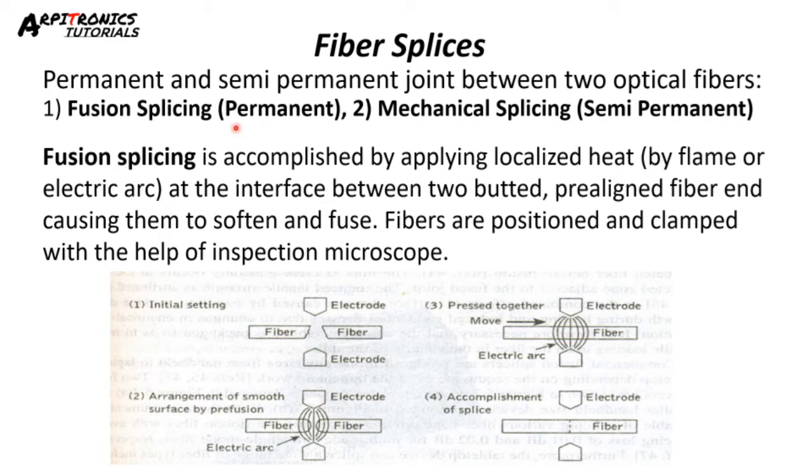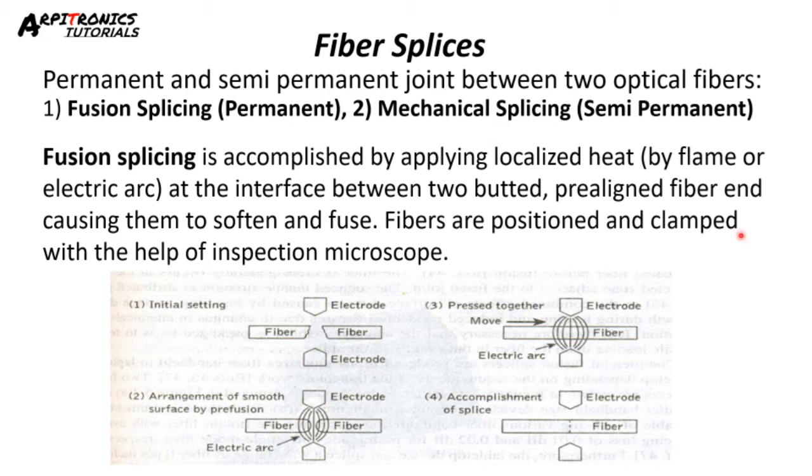Now fiber splices. A permanent or semi-permanent joint between two optical fibers is a splice. There are two types: fusion splicing, which is a permanent method, and mechanical splicing, which is known as a semi-permanent method. Fusion splicing is accomplished by applying localized heat or an electric arc at the interface between two butted, pre-aligned fibers, causing them to soften and fuse.